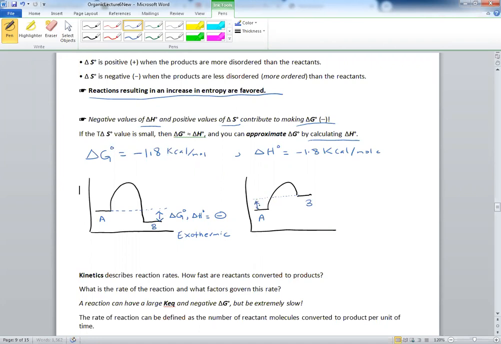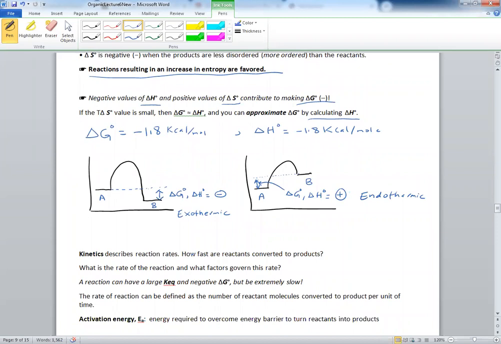The opposite is true here. This difference right here is delta G, or sometimes again written as delta H. And this is positive because B is higher than A. And there's a name for this. This is called endothermic. So keep that in mind as we go and think about this, digest it, because the next topic is as important as this topic, which is kinetics.